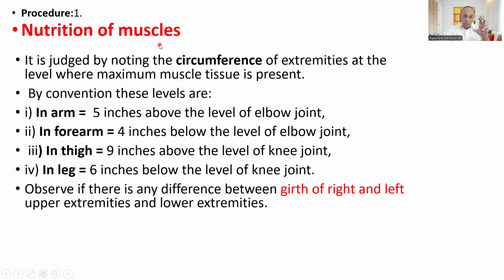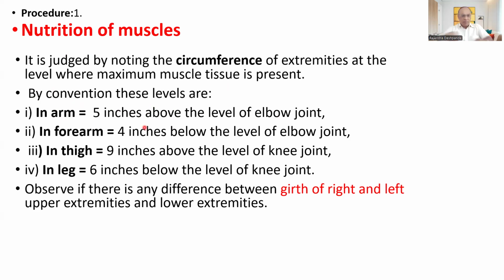Can you see here? Always point out my cursor. It is judged by noting the circumference of the extremities. That means hands and legs at the level where you can see maximum muscle tissue is present. By convention, by tradition, these levels are, for example, we want to check the arm muscles. In the arm, we should keep the measuring tape 5 inches above the level of elbow joint. This is my elbow, 5 inches above the elbow joint.